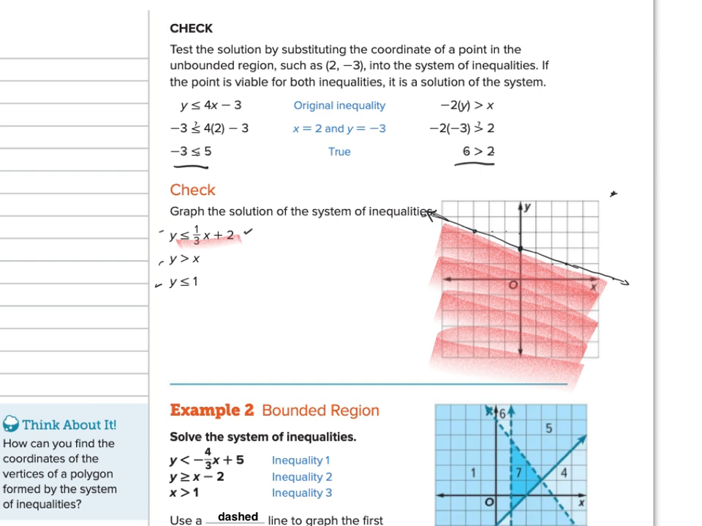My next one is y is greater than x, so that is the same thing as 1 over 1 x plus 0, starting off here, up 1, over, down, back. That should be a dashed line because it is greater than, not greater than or equal to. And so since y is greater than, we know we are going to shade upward, in that direction.